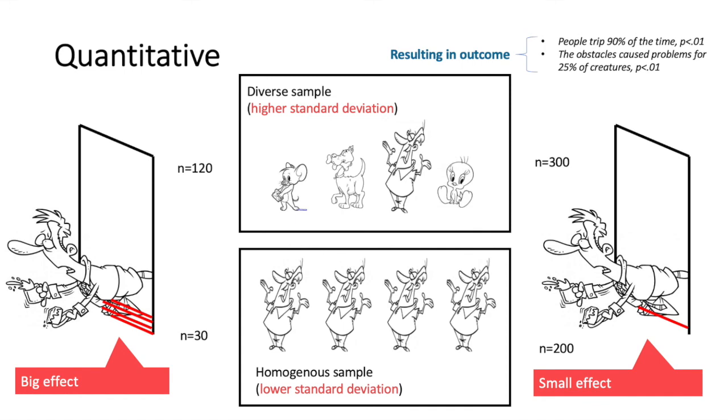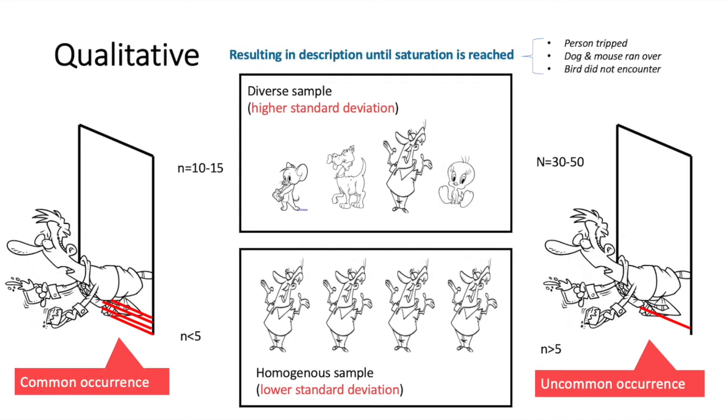In the end, we'll have a result, we'll have an outcome. We will be able to tell you how many people or creatures tripped over the obstacle, and we'll have some certainty related to that and determine whether or not our results are statistically significant. Now let's look at the qualitative approach to this same problem. We have a common occurrence on the left and an uncommon occurrence on the right.